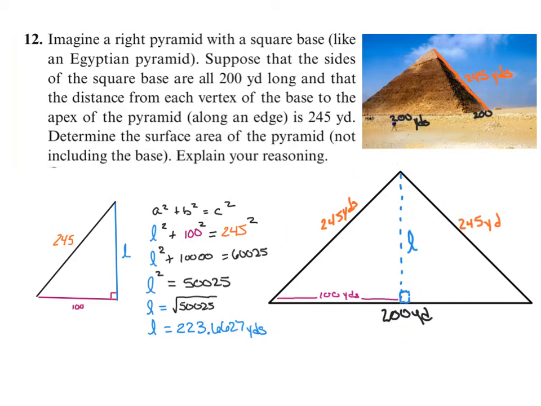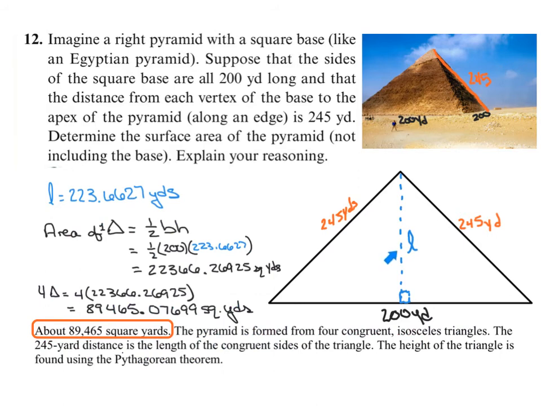Now do a squared plus b squared equals c squared. In this one, the slant height is not the longest side of the right triangle. It's one of the legs. This one over here, the 245, is the longest, so that has to go where c is. If I do this out, I end up with 223.6627 yards as the height of each of those faces on that triangle. So now that I have that, I can use it to determine the surface area of the pyramid.